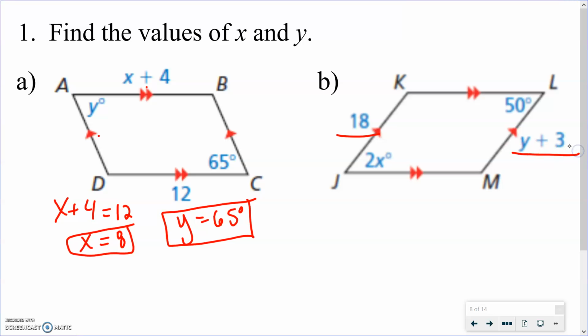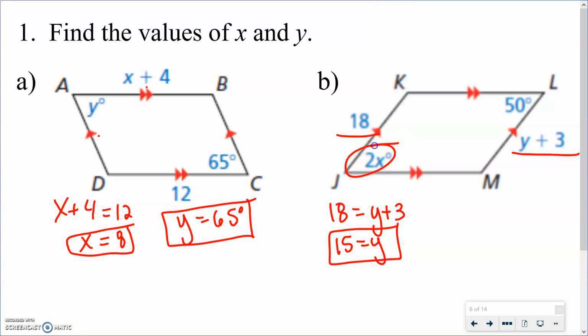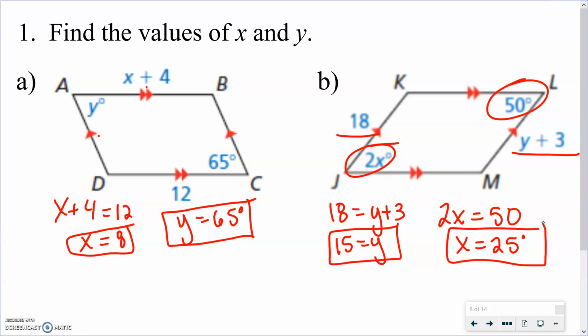Okay, we can use the same idea on the next one. This side and this side are opposite sides, so they're congruent or the same. So we can set them equal to each other. So we know that y is equal to 15. Okay. And then we know that opposite angles, so this angle and this angle would be congruent. So 2x equals 50. So x would be equal to 25 degrees. So we're just using the fact that we know opposite sides and opposite angles are congruent to solve for missing pieces there.